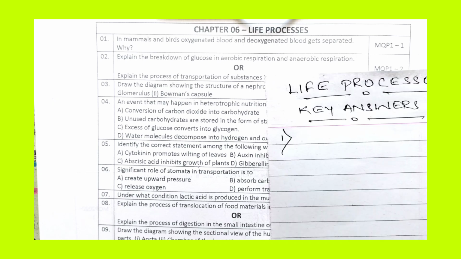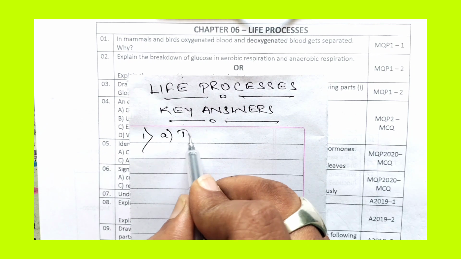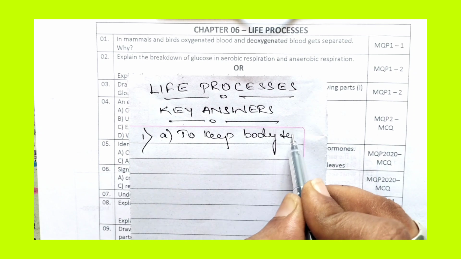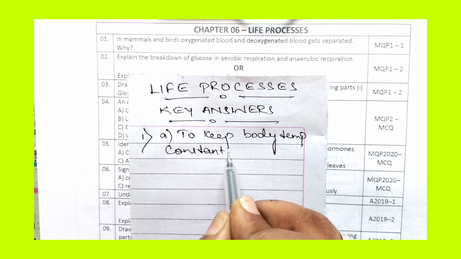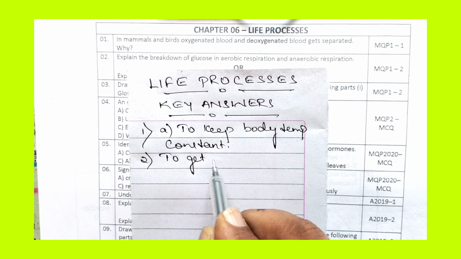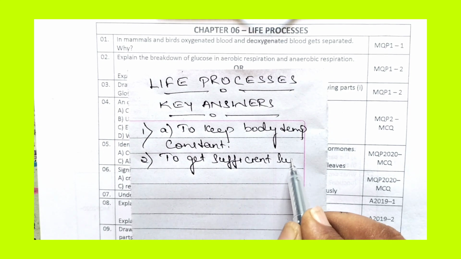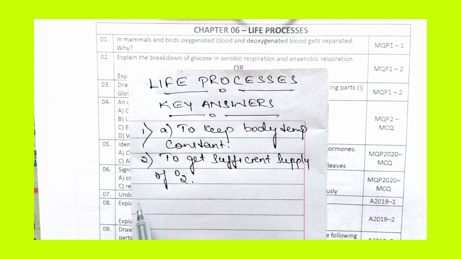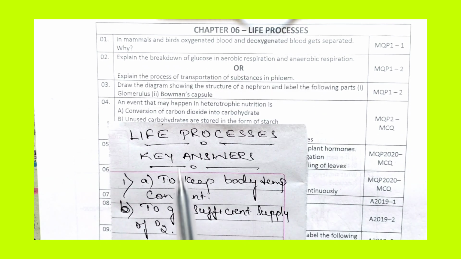So the right answer for this question is, first point we have to write, to keep body temperature constant. This is the first point. And second point is to get sufficient supply of oxygen. So these are the 2 points we have to write for this question. Now let us move for the second one.